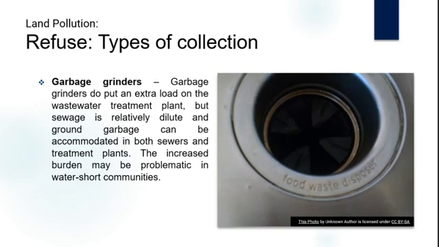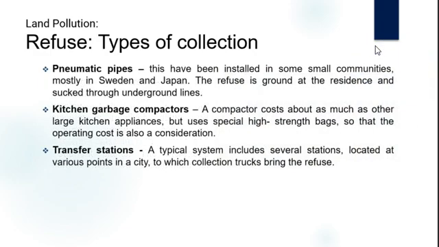Another example is the pneumatic pipe. This has been installed in some small communities, mostly in Sweden and Japan. Using pneumatic pipes, the refuse is ground at the residence and sucked through underground lines directly to the disposal sites.